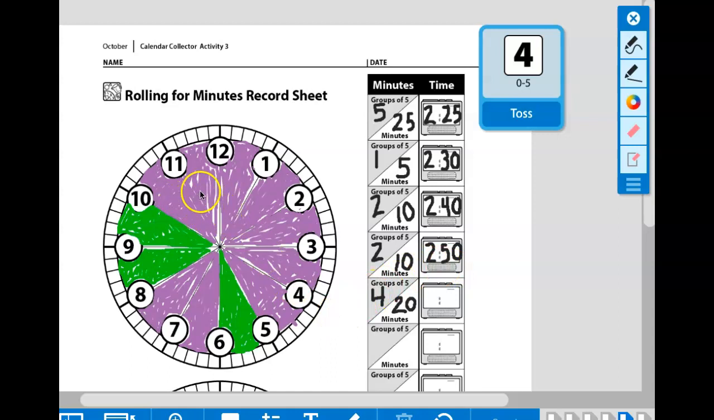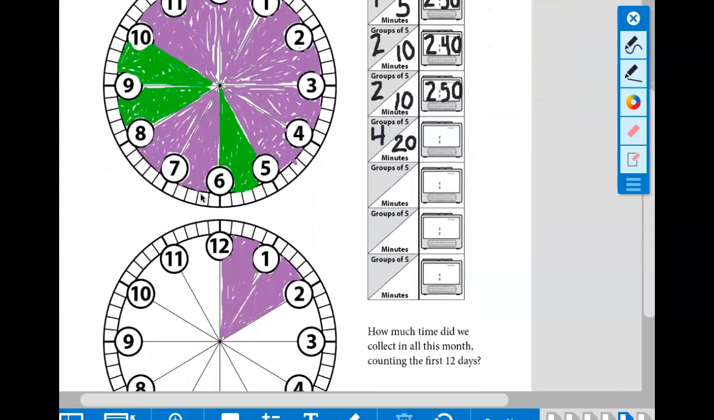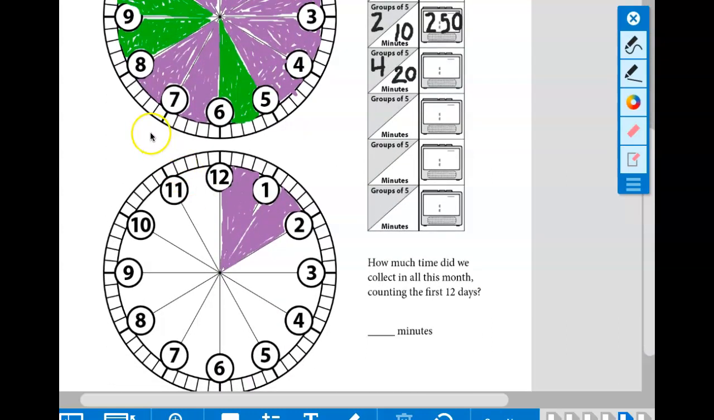I added 2 groups of 5 minutes on this clock. Is that all of our minutes? No. We need to add 2 more groups of 5 minutes to our next clock. I moved them down here. What time should our clock read now?